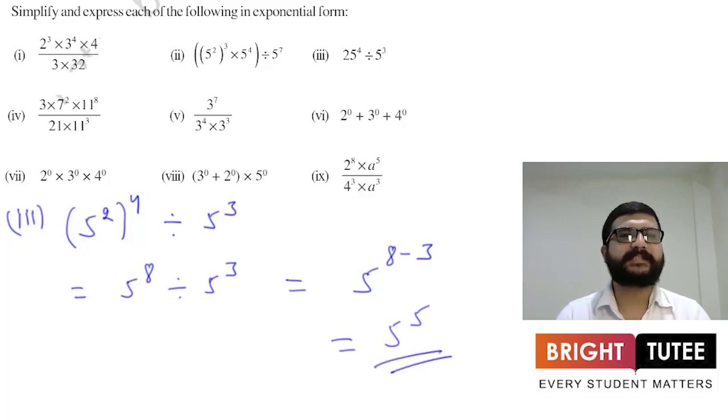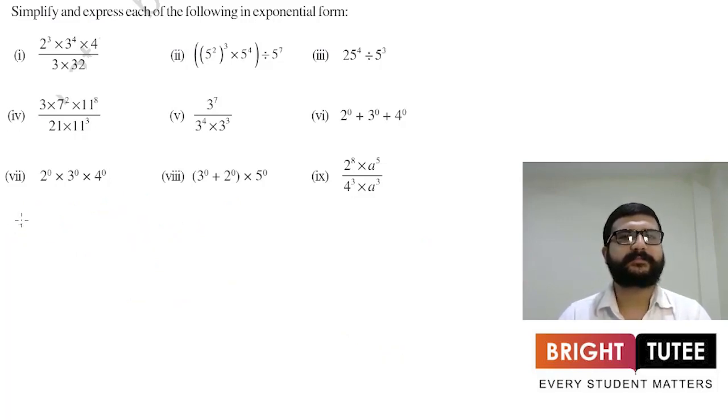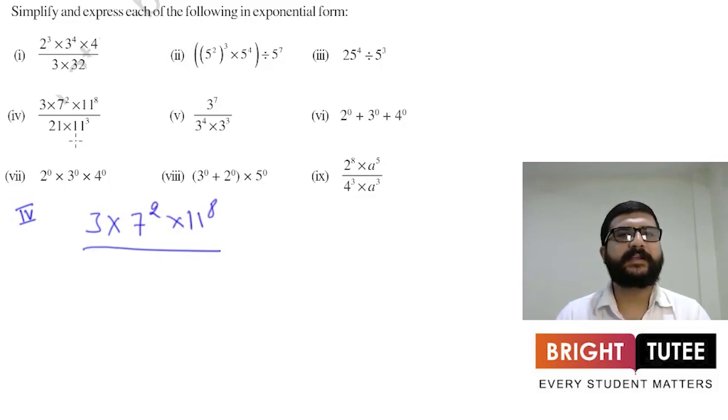Now let's see the fourth part of this question. Here we have 3 into 7 to the power 2 into 11 to the power 8 as the numerator, and the denominator is 21 into 11 to the power 3. 21 we can write as 3 into 7, so the denominator is 3 into 7 into 11 to the power 3. Now we have to simplify this.